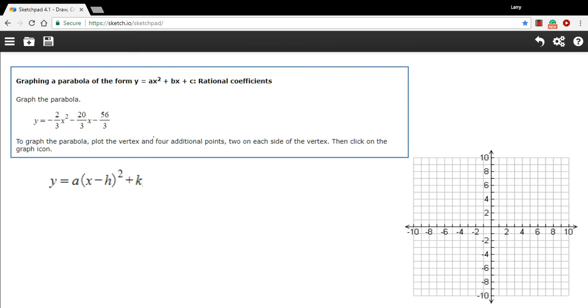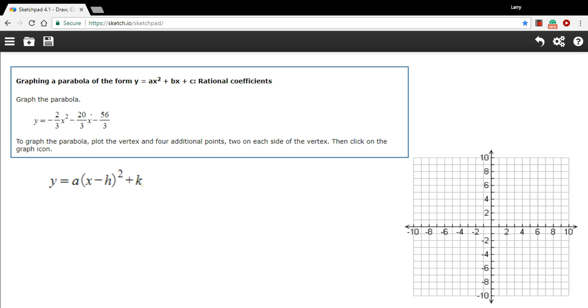In this problem, we need to graph a parabola, and it's not an easy equation for us to deal with. We're going to do this by putting it in what's called vertex form. So down here, we have y equals a times this quantity x minus h squared plus k. If we can wrangle this equation into this form, then this value h is going to be the x coordinate of the vertex, and the value k is going to be the y coordinate of the vertex. Once we've got the vertex, plotting the parabola becomes pretty easy.